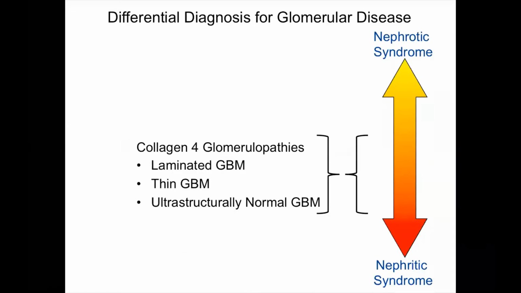نبتدي بالcollagen 4 glomerulopathies. These diseases usually present with a picture that resembles nephrotic syndrome. And why do we say nephrotic syndrome؟ إن هم الكولاجين 4 glomerulopathies هم structural abnormalities في الستركتشر مال الجلوميرولار basement membrane.